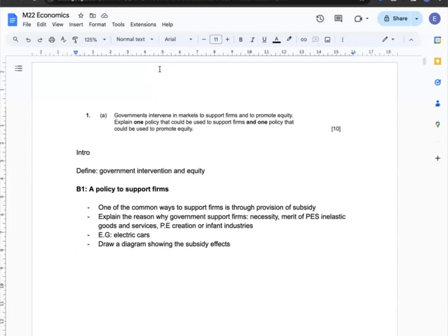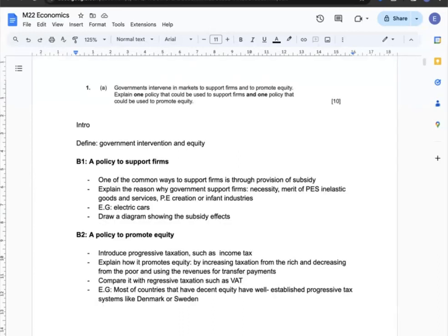I can use an example like the electric car industry, and then I can draw a diagram showing the subsidy effect on the market. And next, I can explain one policy to promote equity. The introduction of progressive taxation or broadening the taxation system can be one option, such as income taxation. And then I can explain how the tax system can improve equity in the country, since it increases taxation from the rich and decreases the taxation from the poor.